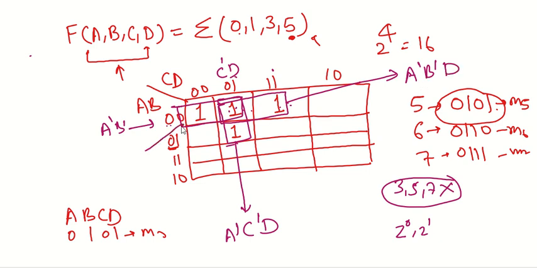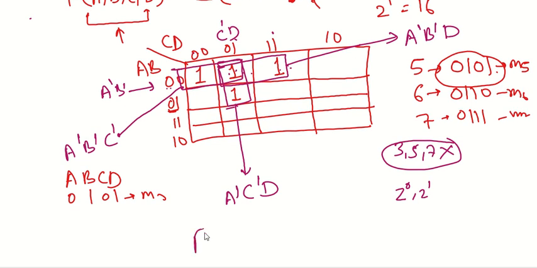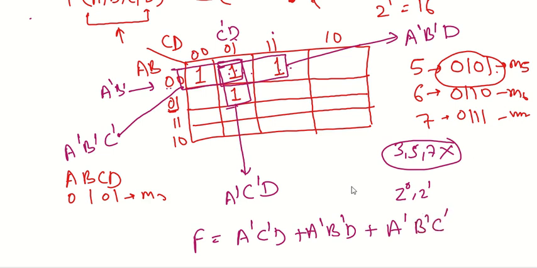The last combination is this one. Again, it will have simply A dash B dash, but in this case your C dash is common. So the final function being represented will be A dash C dash D plus A dash B dash D plus A dash B dash C dash. So by this we have obtained the minimized function.